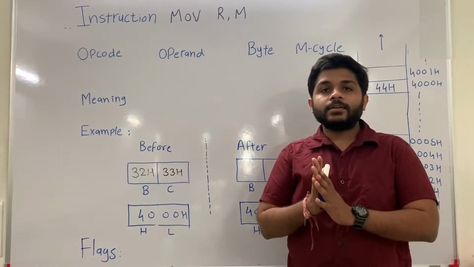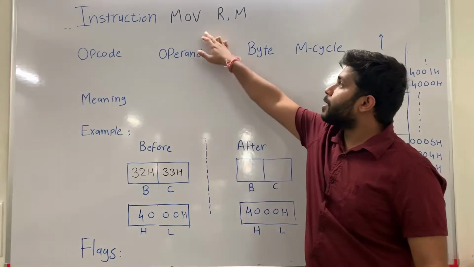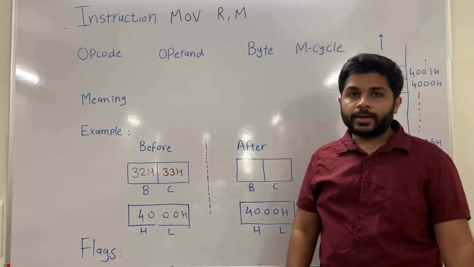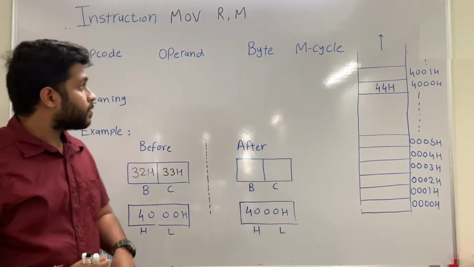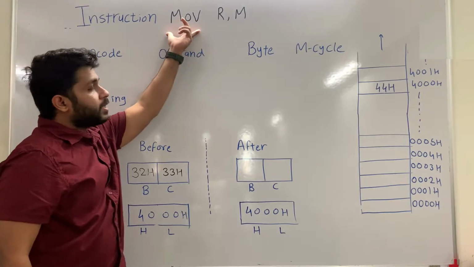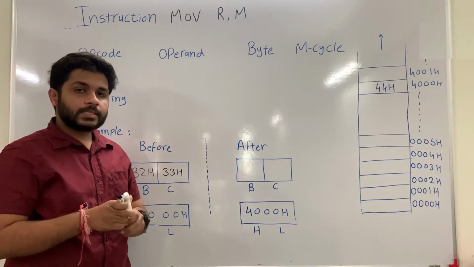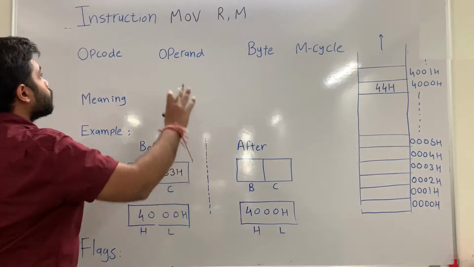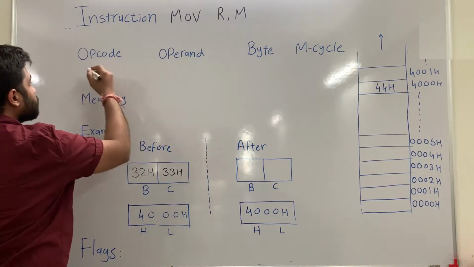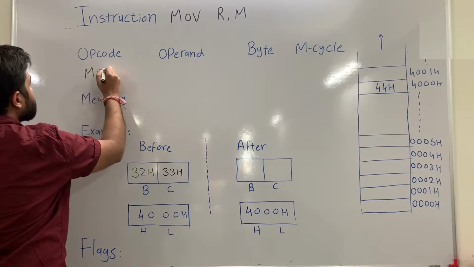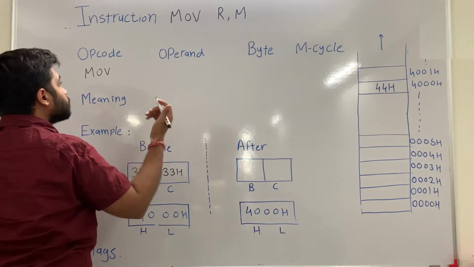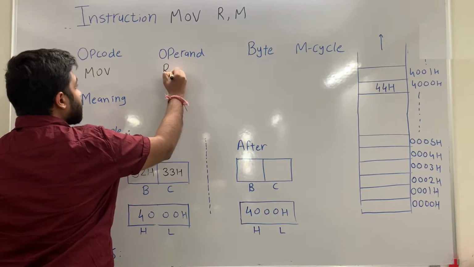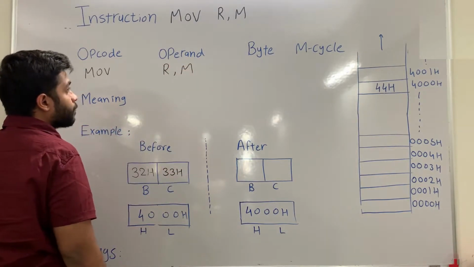Now let's see the next instruction, that is MOV R, M. Now you know what is the meaning of opcode. In an instruction, the first part, which is English-like words, is considered as opcode. So what is the opcode in this instruction? The opcode is MOV. The remaining part of the instruction, which is known as operand, is R, M.